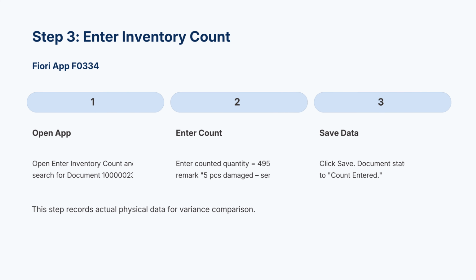Step 2. Perform physical count. Now the warehouse staff physically counts the material at bin level. They discover only 495 pieces on hand because 5 units are under quality inspection. They record this result manually or using a scanner. We'll now enter that actual quantity back into SAP using the relevant Fiori app.